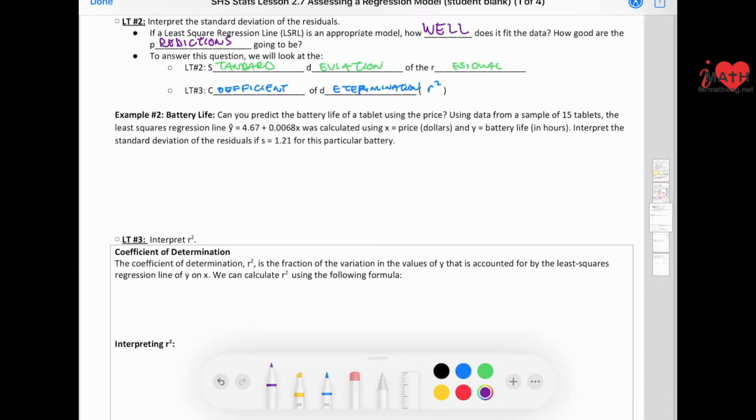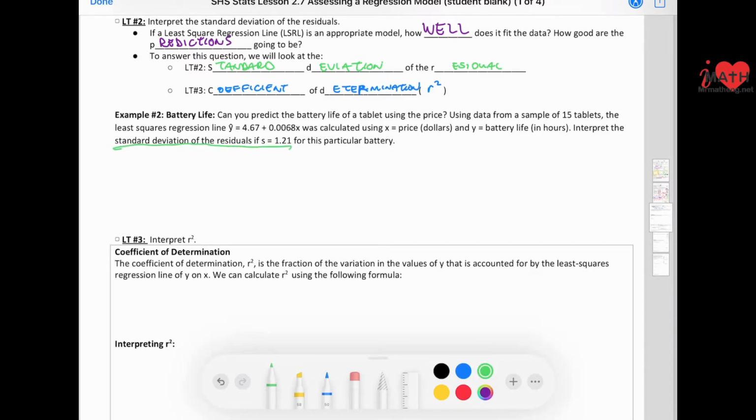Okay, let's take a look at this example here. Battery life. Can you predict the battery life of a tablet using the price? Using data from a sample of 15 tablets, the least squares regression line is y hat equals 4.67 plus 0.00068x was calculated. Using x is the price measured in dollars and y is the battery life in hours. Interpret the standard deviation of the residuals if s is equal to 1.21.